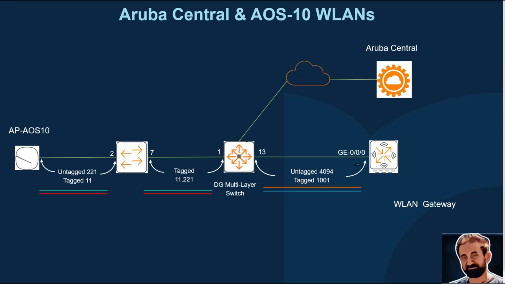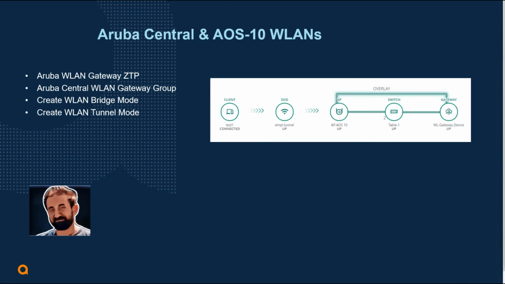I'm going to show you the relationship between Aruba Central and Aruba OS-10 and how we can configure WLANs in two different modes. One mode is tunnel mode that will connect to a mobility gateway, as you can see it. The lab has been established in such a way that communication between the devices and Aruba Central is enabled. Now we'll show you the zero-touch provisioning, how to create a group for Aruba OS-10, and how to map the gateway to that group, create a WLAN in bridge mode, and create a WLAN in tunnel mode. Let's go.